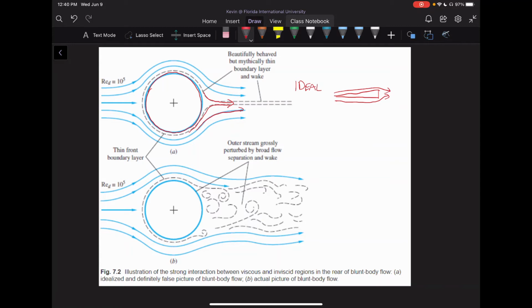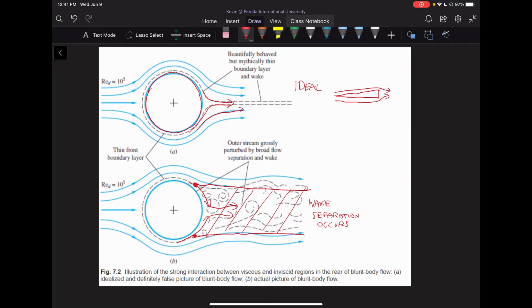What happens is in the actual picture, which is B, we actually have a separation that occurs right here. So our flow cannot stick to our sphere back to the middle and go like this. What happens is we have this wake effect being created where the separation occurs. So we have this region called a wake where separation occurs. And when separation occurs, it makes it a lot harder to analyze analytically.